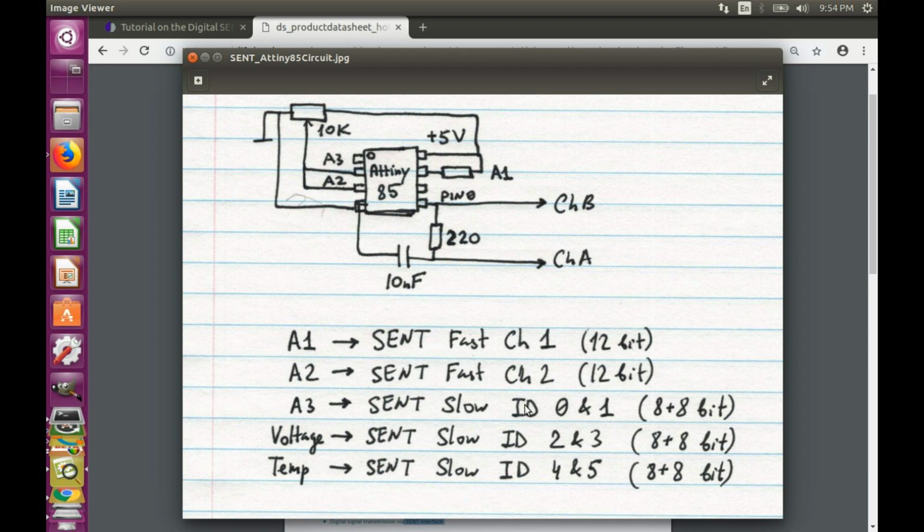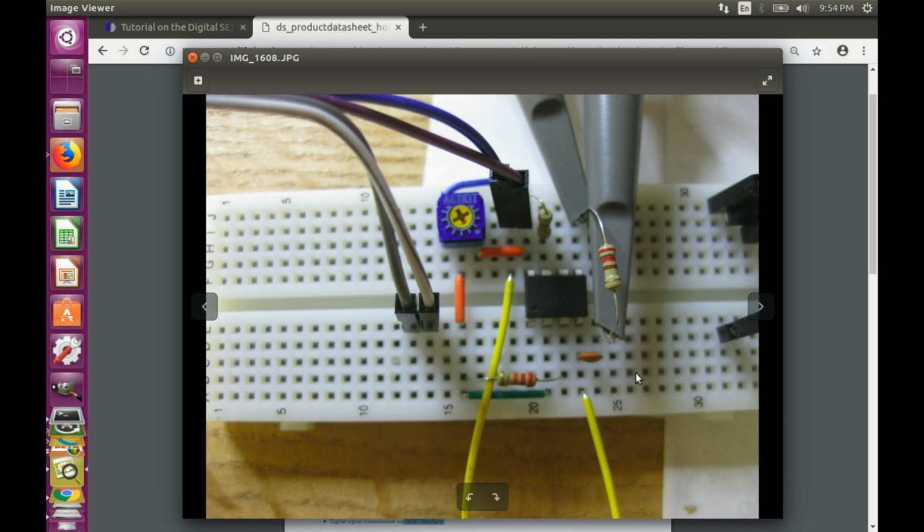Interestingly, this MCU also internally measures voltage and its own temperature, so we can also transmit them using the send slow protocol on IDs 2 and 3 and 4 and 5. Once we get to the values in the Picoscope, it will be obvious how to interpret those values, but now we can see how it looks on the breadboard.